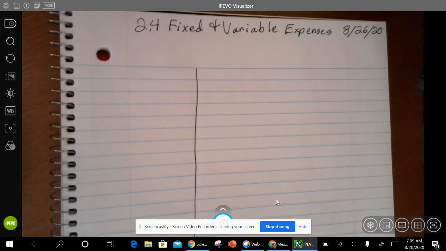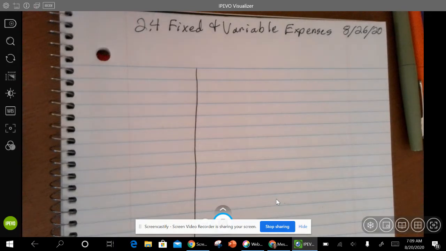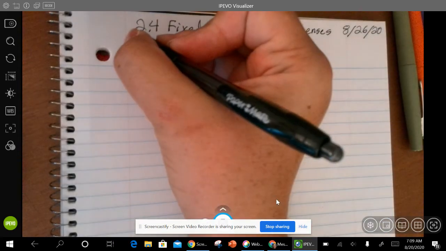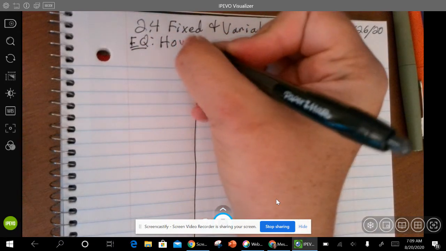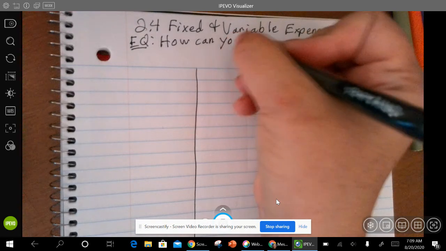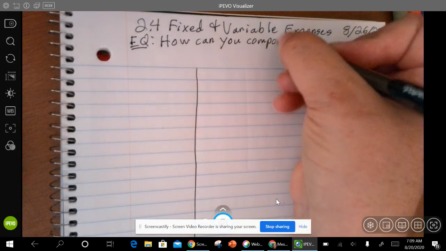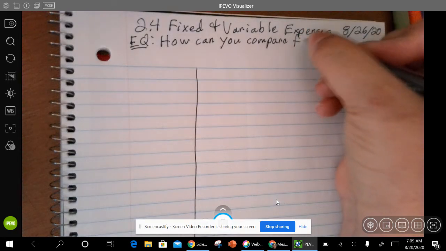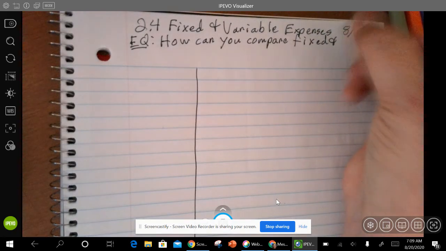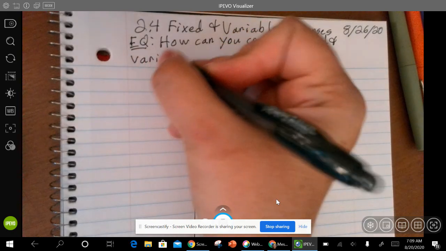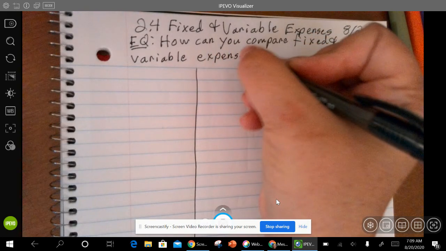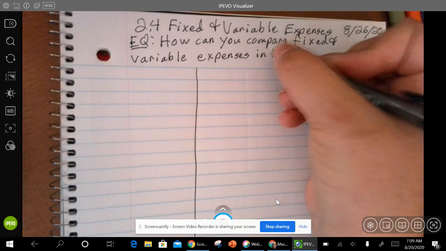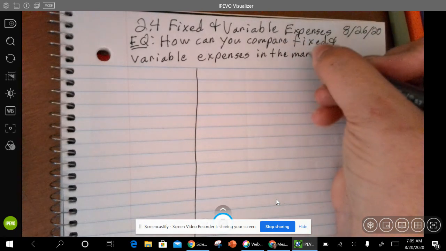So with this one, everybody, what we're working on is how can you compare fixed and variable expenses in the manufacturing process?